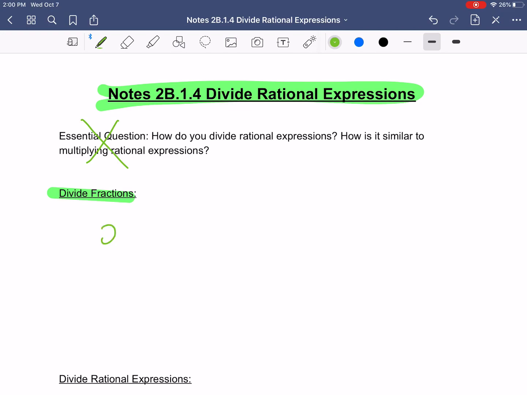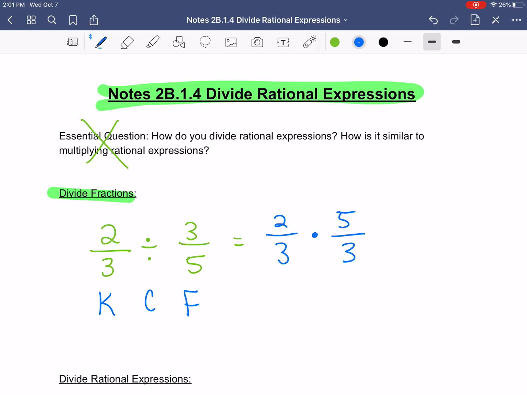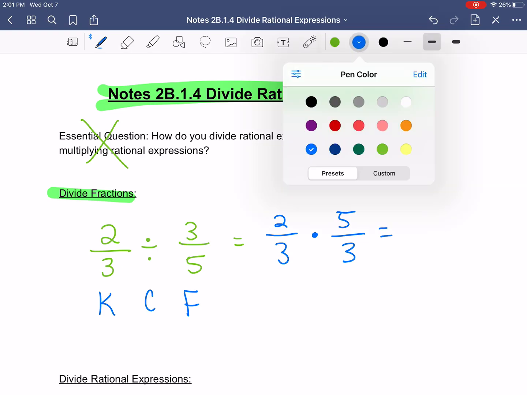So the way you divide fractions is you would have 2/3 divided by 3/5. And what you're going to do is you're going to multiply by the reciprocal of the divisor, okay? You multiply by the reciprocal of the divisor. Well, the second one is the divisor. So some of you may remember this as keep, change, flip. You keep the first fraction the same, you change it to multiplication, you flip the second fraction, and voila, now you have a multiplication problem.